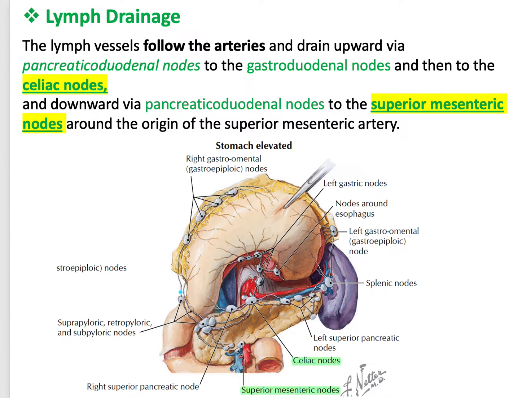Lymphatics, guys, are mainly easy to remember, because lymphatic drainage follows the deep arteries. How's that? Okay, we mentioned the blood supply of the duodenum is from the celiac artery and superior mesenteric artery, through the gastroduodenal artery above and the pancreaticoduodenal at the end. Gastroduodenal will give superior pancreaticoduodenal, if you remember.